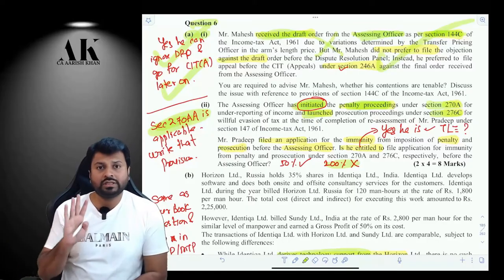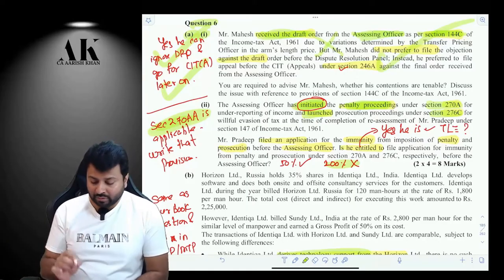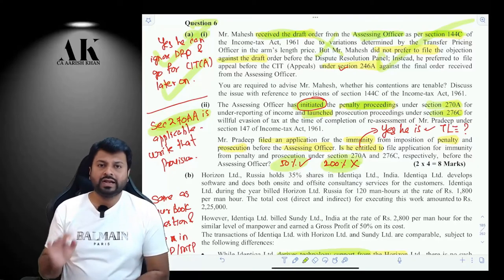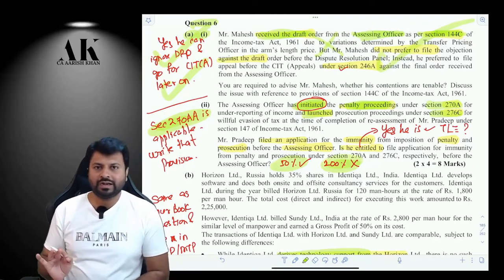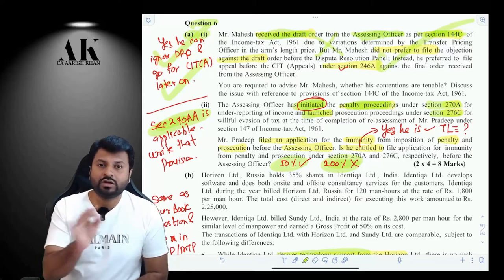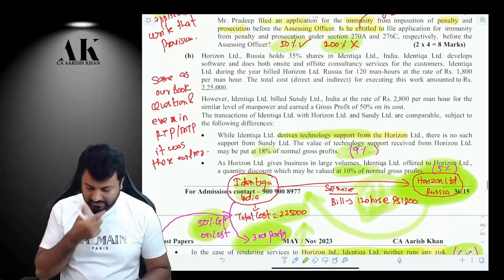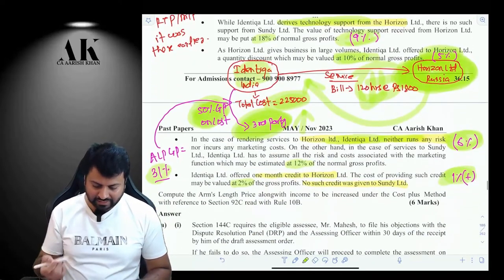Okay. One more thing that he has to keep in mind: only the 50% penalty will be immune over here. 200% penalty is not immune. That is, only the normal under-reporting penalty is immune. Misreporting cases are not immune over here. Check it, please.